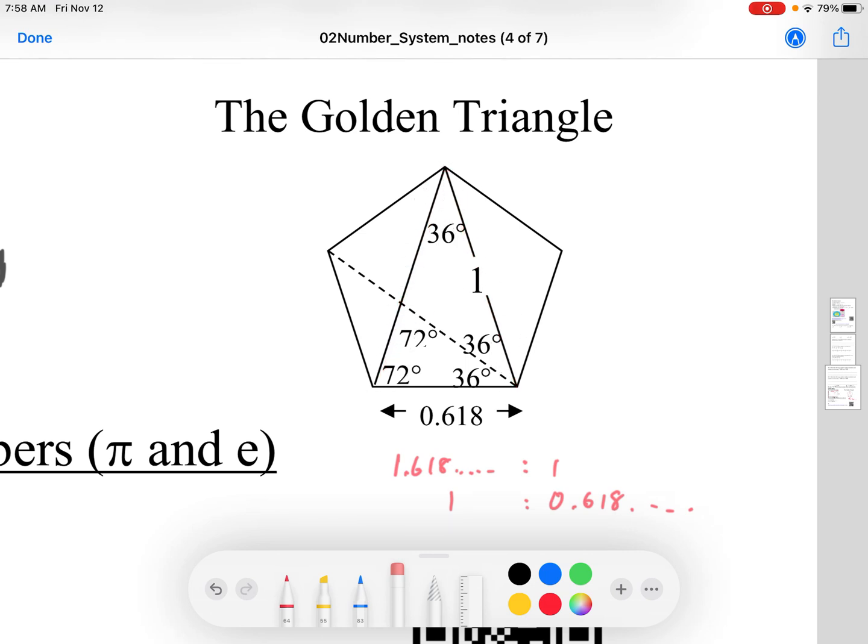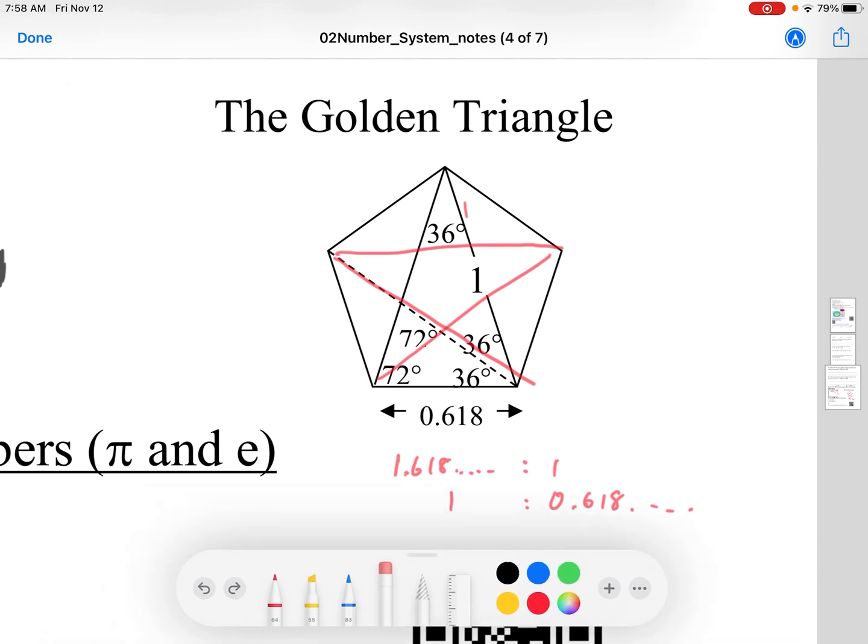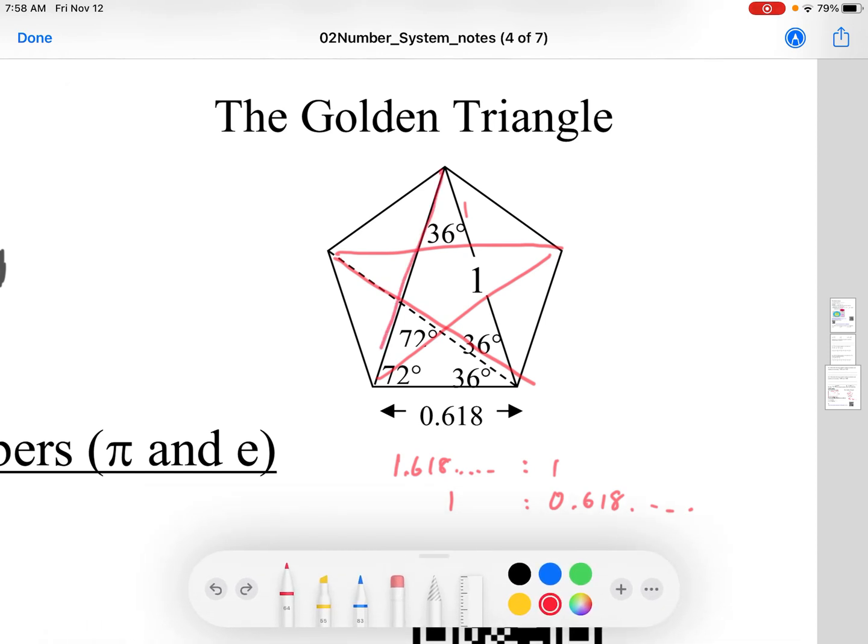So if I can connect these lines here, and when I have this pentagon, I can draw a pentagram inside, and inside that pentagram, draw a little bit nicer here, inside that pentagram we regenerate a pentagon. And we can keep on doing that indefinitely, like we can do with the golden rectangle.